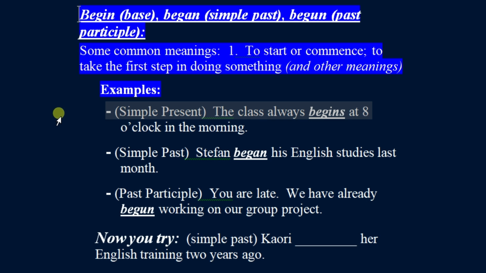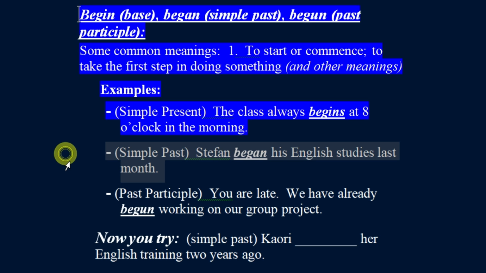Examples. Simple present. The class always begins at 8 o'clock in the morning. Simple past. Stefan began his English studies last month. Past participle. You are late. We have already begun working on our group project.